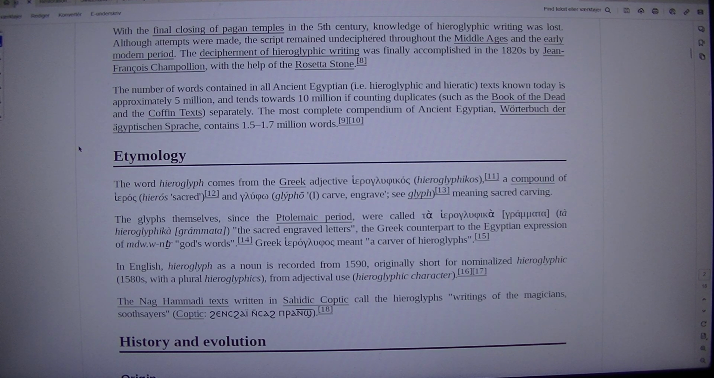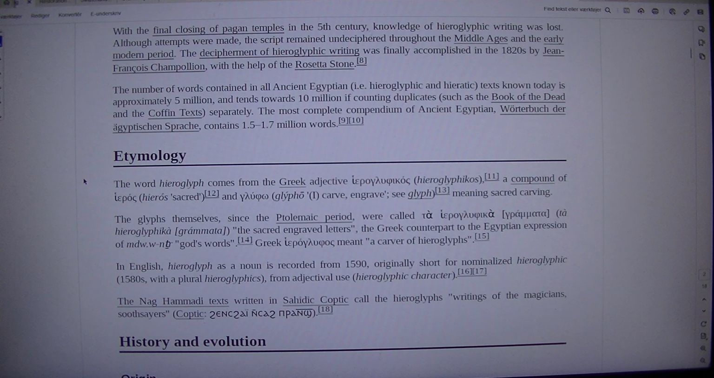Stone. The number of words contained in all ancient Egyptian, i.e. hieroglyphic and hieratic, texts known today is approximately 5 million, and tends towards 10 million if counting duplicates, such as the Book of the Dead and the Coffin Texts, separately. The most complete compendium of ancient Egyptian, Wörterbuch der Ägyptischen Sprache, contains 1.5–1.7 million words.